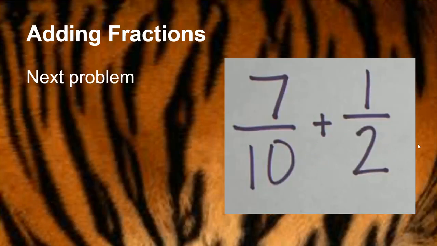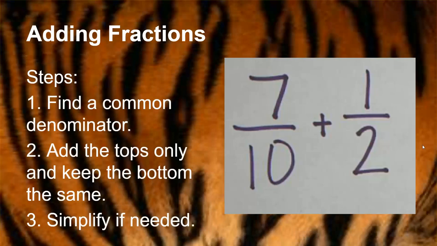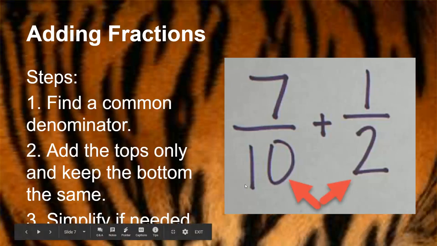Next problem. 7/10 plus 1/2. Again, find a common denominator. In this situation, the bottom 2 numbers are different. Therefore, we need to make them the same. Well, looking at the bottom, we can see that 2 can go into 10 evenly. So 10 is our common denominator.